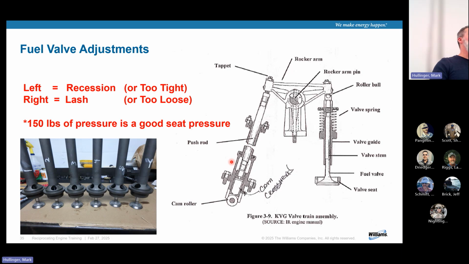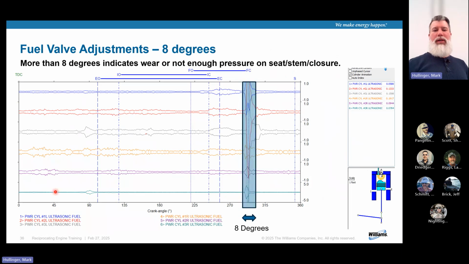So I should mention ours are all open chamber carbureted. We don't have any high pressure fuel injection. So this is old school. Okay. So our general rule is 8 degrees. If we see 8 degrees difference, then we're pulling a valve. That's not in a WIMS procedure. Maybe one day it could be or should be. The general rule, if you're seeing that type of movement, pull the valve.